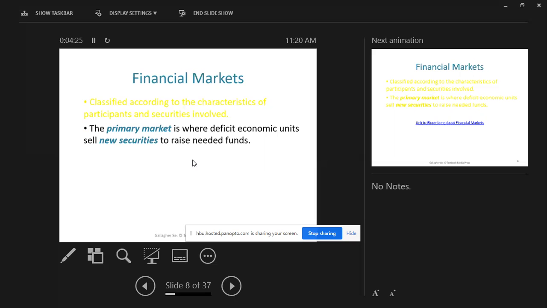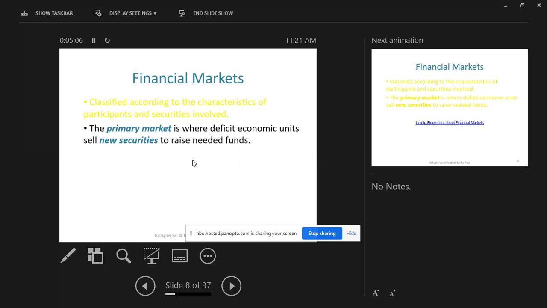We call this the primary market. Primary market is for 0 to 1. It used to be no securities. Now they issue new securities, from 0 to 1. This company is a private company. Now they go public and issue new stocks. This is the primary market.